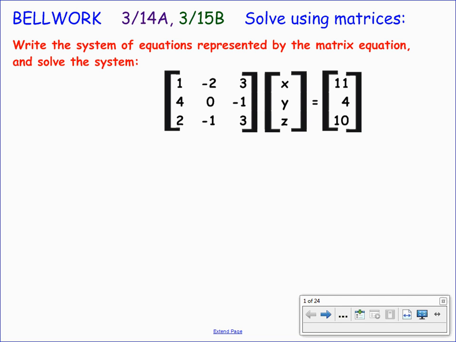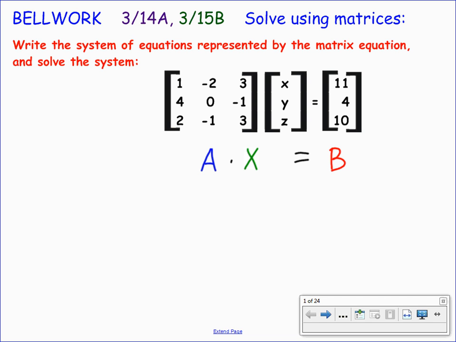Welcome, ladies and gentlemen. Let's go ahead and translate the given matrix equation into its corresponding system of equations. So recall our coefficient matrix A, when multiplied by a variable matrix X, is equal to my constant matrix B. We can go ahead and rewrite that as matrix A times my variable matrix X, I'll do in green, is equal to this constant matrix. We'll call it matrix B, right?